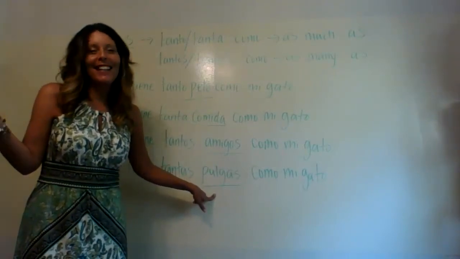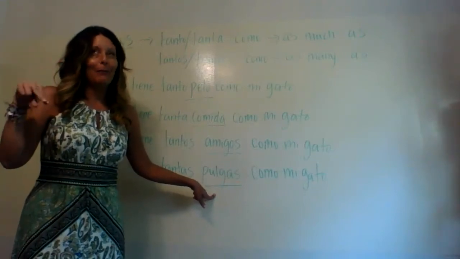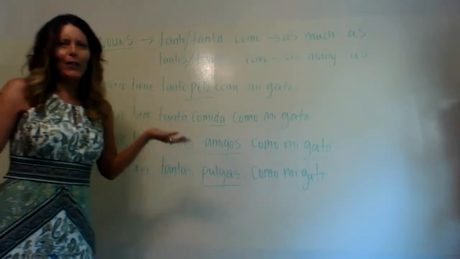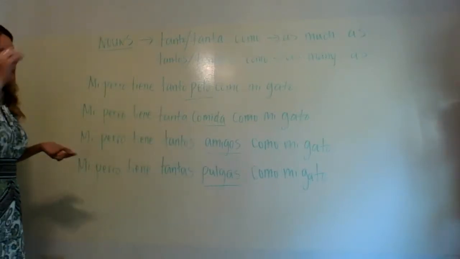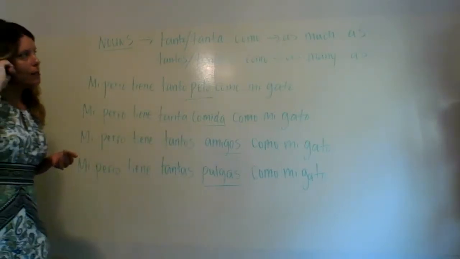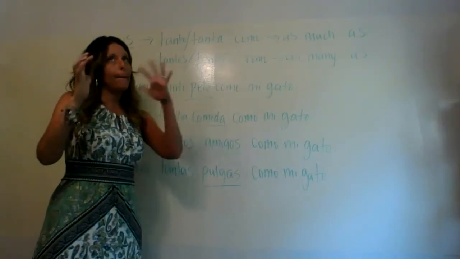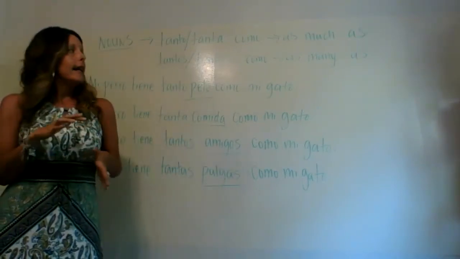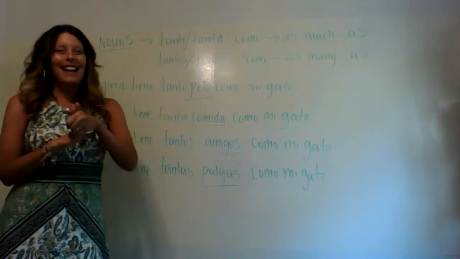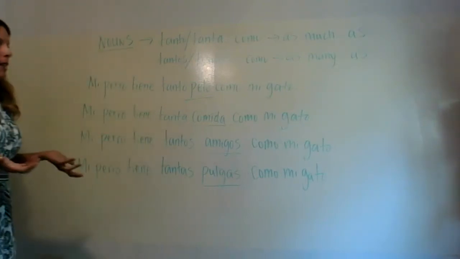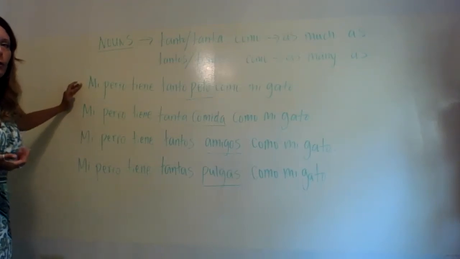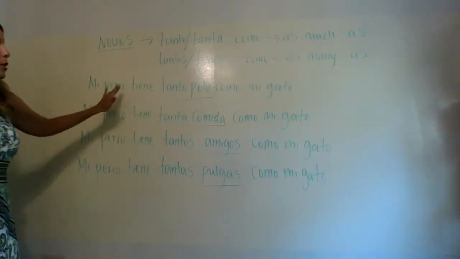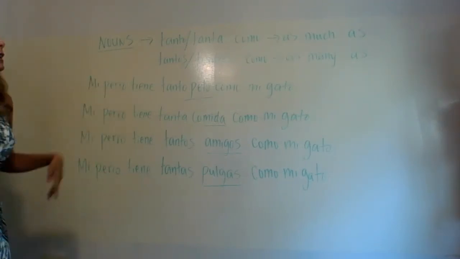Stupid example, but I needed something that was feminine and plural, and that was the first thing that came to my head for whatever weird, gross reason. But here we go. So remember, when what we're comparing is singular, it's going to mean as much as, and whenever it's plural, it's going to mean as many as. We do the same thing in English. So all of these sentences are going to start off with mi perro tiene, my dog has.